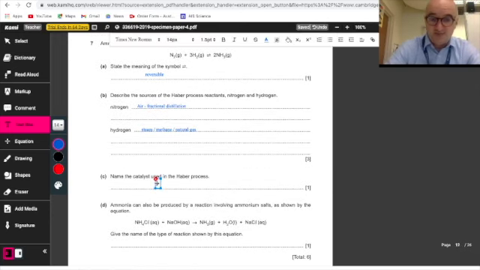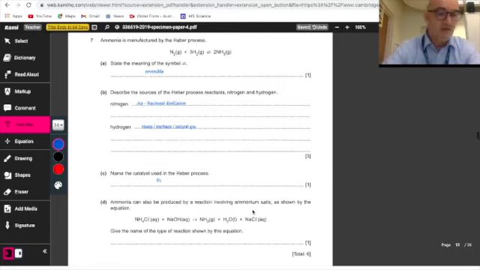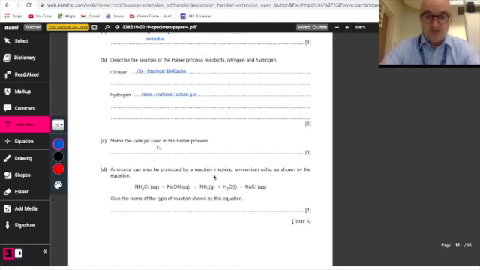The catalyst in the Haber process: don't mix up vanadium pentoxide, which is in the contact process. The Haber process uses iron. Ammonia can be produced by a reaction involving ammonium salts. Here's some ammonium chloride and sodium hydroxide, forming ammonia. Don't confuse ammonium with ammonia. Ammonium is NH4+, with Cl- in this case. NH3 is ammonia, just NH3.